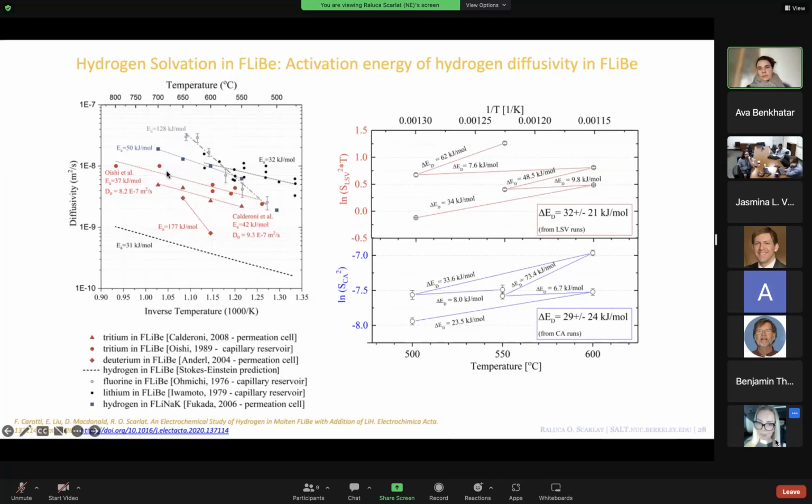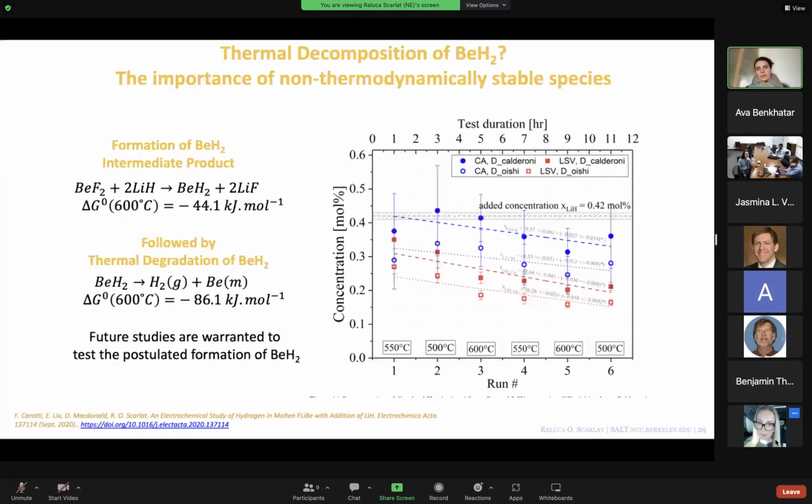And then we also believe that we're forming beryllium hydride, which is not an equilibrium compound. Beryllium hydride thermally degrades at 600 Celsius. But it can form along the way. So if beryllium fluoride reacts with lithium hydride, we could form beryllium hydride, which then thermally degrades to H2 gas.